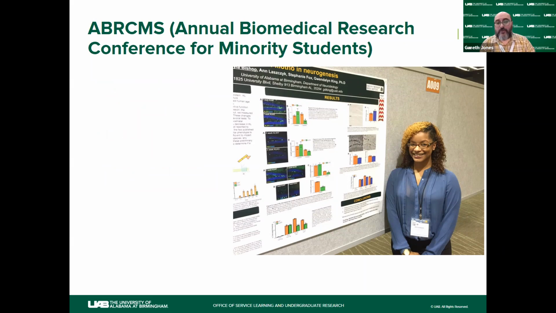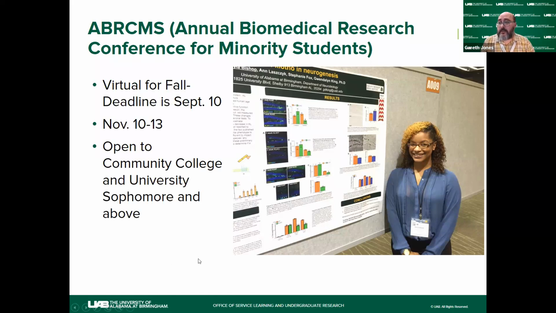Okay. ABRCMS is sometimes what they call this in short, the Annual Biomedical Research Conference for Minority Students. There's a lot of words there. This is one of our grad students who went. So this is not only an opportunity as an undergraduate, but it's also something you can do as a graduate. Say you're a senior right now and you go to graduate school, this is one that you can look at. There are lots of good opportunities with this. It's open to community college students as well as university students. You just need to be a sophomore or above. Again, it's virtual this year. Deadline September 10th. It's going to happen in November.